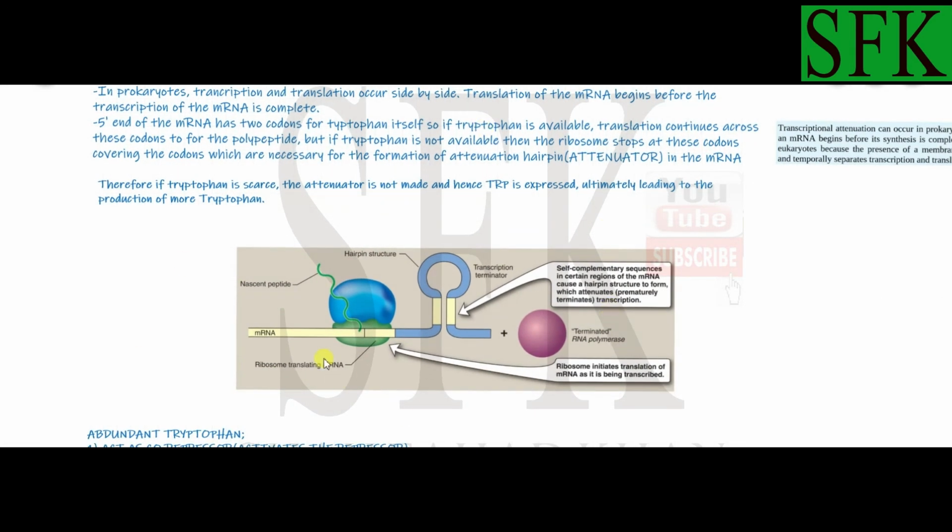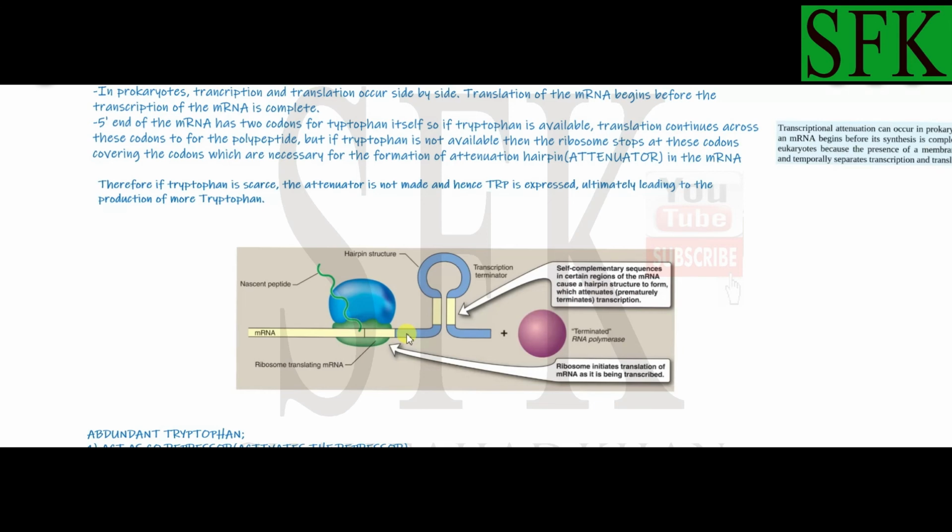I took a diagram from your book, Illustrated Reviews of Lippincott. Here we can see the ribosome, translating this synthesizing mRNA molecule, and this is the hairpin-like structure that I was talking about. This hairpin-like structure is the attenuator sequence. If the tryptophan molecules are available, then the ribosome will pass over the attenuator sequences and will not cover the attenuator codons, and hence attenuation will occur.